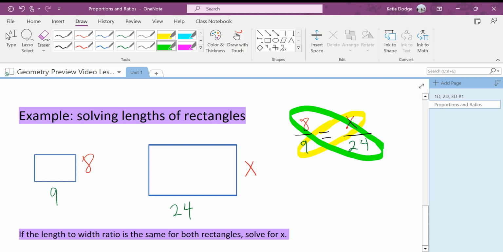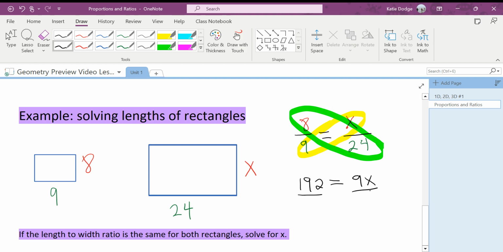So first I'm going to do 8 times 24, and I get 8 times 24 is 192. So I'm going to write that here, and then I make sure to always bring down my equal sign before I do the next cross multiplication, which is just 9 times x to give me 9x.